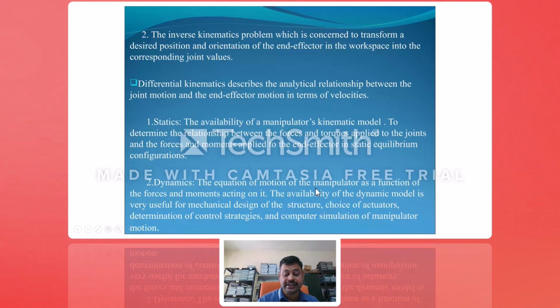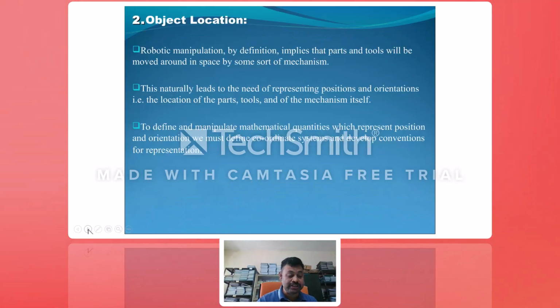In dynamics, the equation of motion of the manipulator is a function of forces and moment acting on it. The availability of a dynamic model is very useful for mechanical design of the structure, the choice of actuator. Here I said that the actuator is in unit number 2, that prerequisite we have to recall to understand. Also determination of control strategy and computer simulation of manipulator motion.